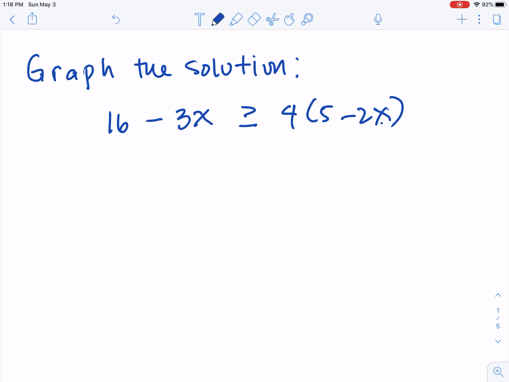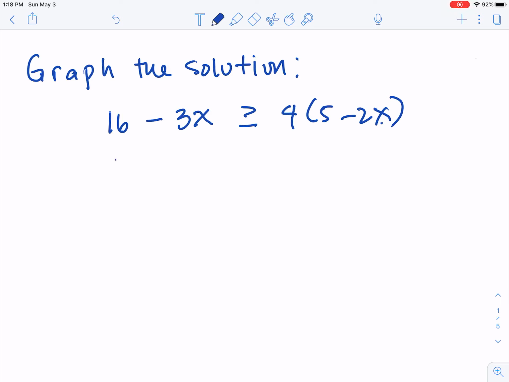So in this video ay magsisolve na naman tayo ng isang practice exercise on graphing linear inequalities in one variable. So meron tayong inequality dito, 16 minus 3x is greater than or equal to 4 times quantity 5 minus 2x. Okay, so isolve na natin.